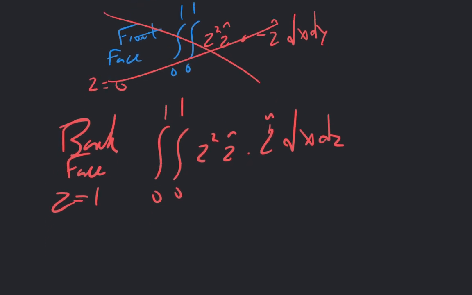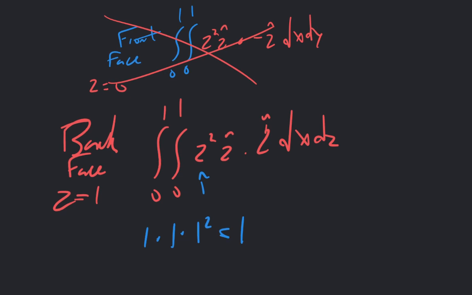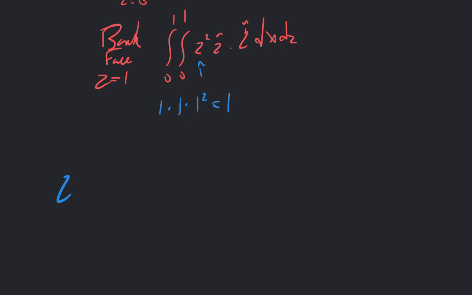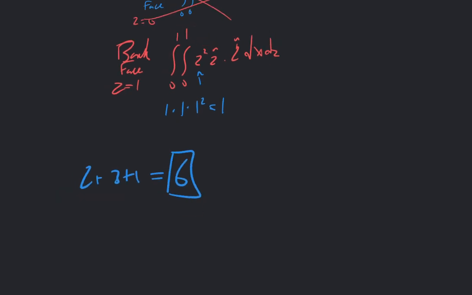Now we're going to have 1 squared times 1 times 1, or just 1. So we had a 2, 3, and a 1, which is 6, which was what our answer was when we took the divergence and integrated over the entire volume. So we can say that the divergence theorem holds true, which we should have known. But yeah, thank you.